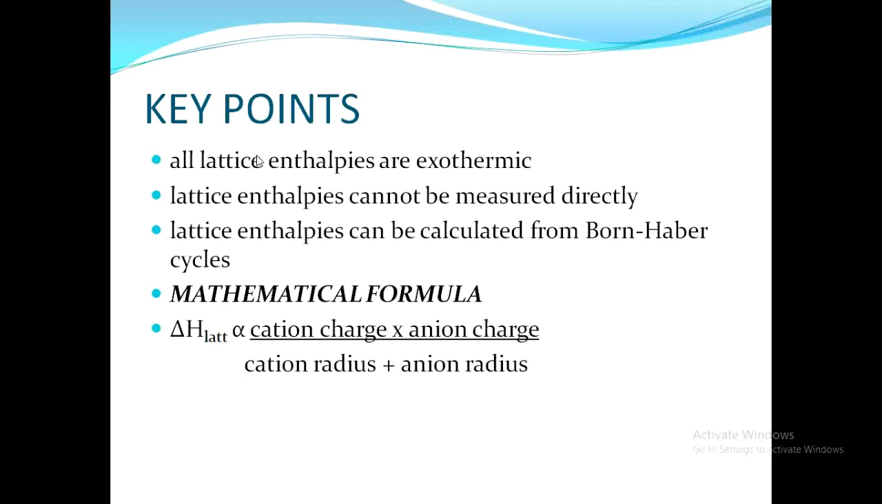Lattice enthalpies can be calculated from the Born-Haber cycle. So this is a special case of how to calculate the lattice energies. The Born-Haber cycle is a special case of Hess's law that we will be going through in the next videos. Keeping to lattice energy's mathematical formula, delta H lattice is directly proportional to the product of the charge of cation and anion, and is inversely proportional to the summation of radius of cation and anion.